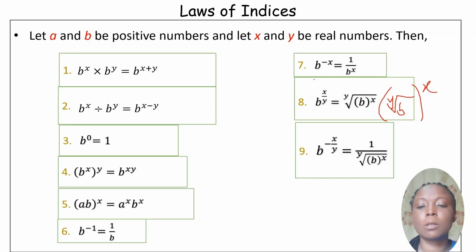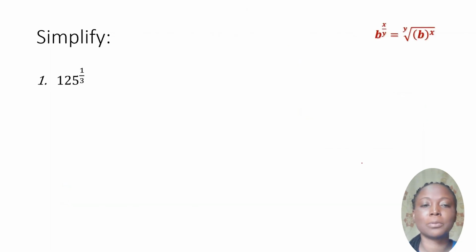Now, if you look at law 9, this is the combination of 7 and 8. The only difference between 8 and 9 is this negative sign. If you remember what I told you, when you see it raised to a negative number, what do we do? We turn the horizontal into vertical, and it becomes the 1 on the numerator, and every other thing becomes rule 8, and then we apply it under it. So with this, let's go to our examples.